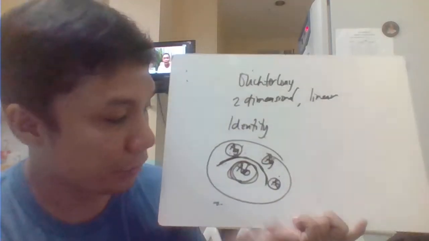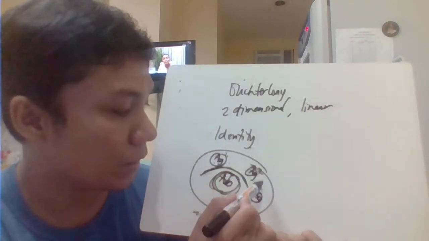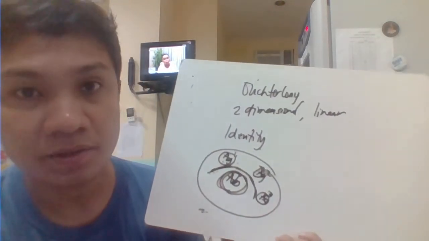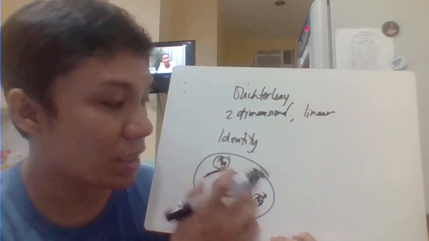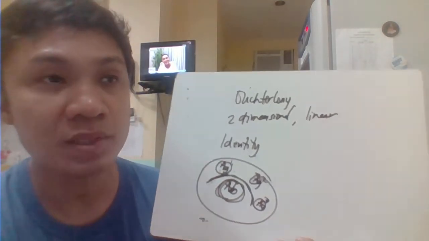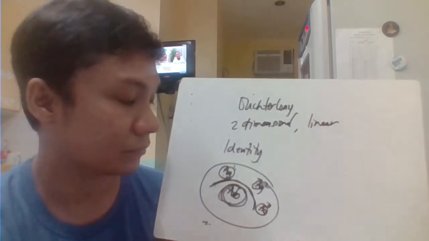Pag sinabing smooth na curve here, so that's your identity. This would mean here that your antigen 1, antigen 2, antigen 3, they share the same antigenic epitope. Okay, so they share the same antigenic epitope, or most likely, we can say that they are the same antigen.